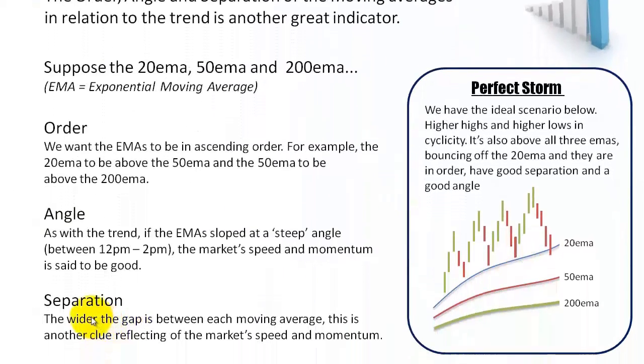And so separation as well, what it goes to show us is the wider the gap between the moving averages, this is another clue reflecting the market's speed and momentum at the present moment. And we would invite you to cite this example for the ultimate way of looking at moving averages in terms of having the 20 above the 50, the 50 above the 200, higher highs and higher lows, separation, order and angle of the 20 EMA facing between what would otherwise be 12 and 2 p.m. on the clock.